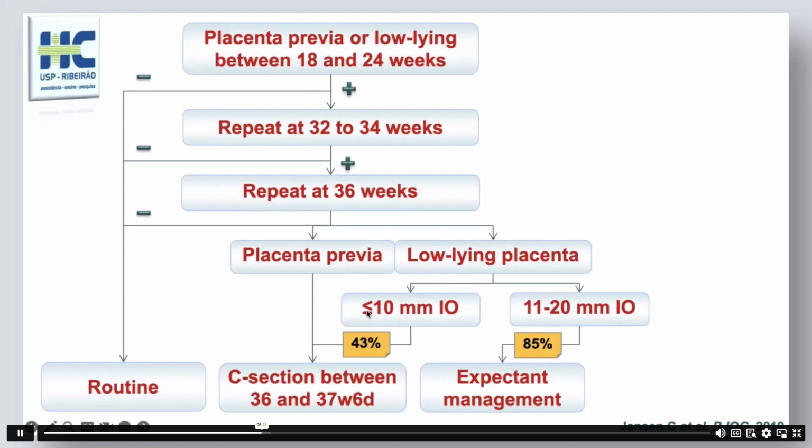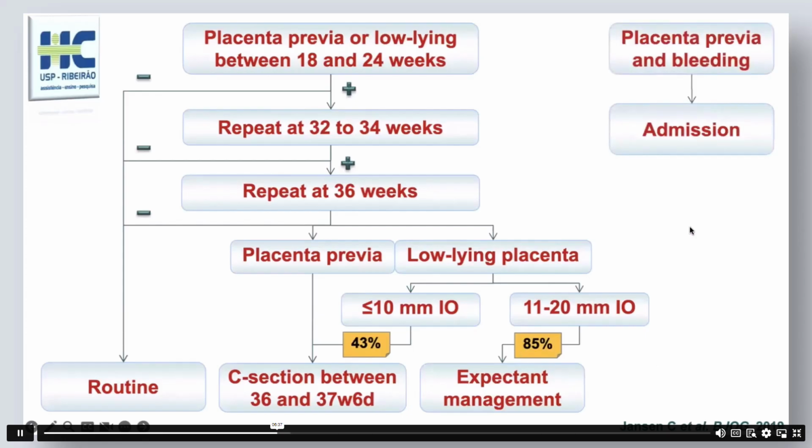If now this patient has a distance from the lower edge of the placenta to the internal os below 10 millimeters, the probability of having vaginal delivery is less than 50%, so a C-section is recommended. On the contrary, if this distance is between 11 to 20 millimeters, there's high probability of having vaginal delivery, so we can expect the start of the contractions for the vaginal delivery.